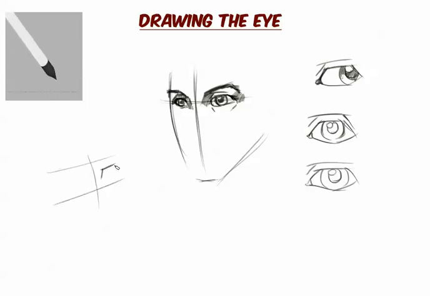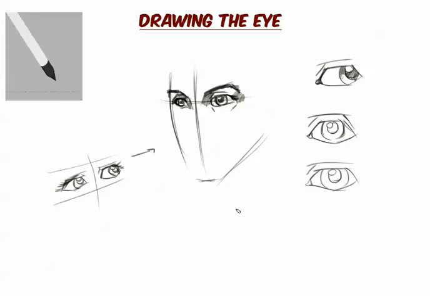So 1, 2, 3, then 1, 2. On this side, 1, 2, 3, 1, 2. Okay, the crease above it. And let's have them looking that way, in that direction. So we have the iris again there, the highlight, and the pupil, and all done. Okay, some eyelashes. So that's basically how you do it, and that's how you do it really quickly.